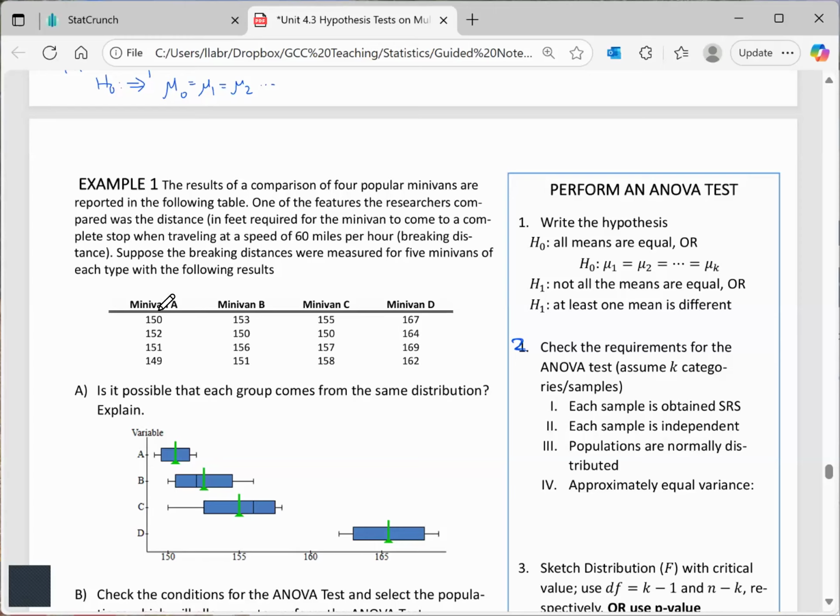And again, we have this across different minivans. So minivan A, it just says minivan A. It could be different brands. So for example, this could be a Toyota, and this could be a Ford, if they make a minivan, or maybe a Mercedes, one of those passenger vehicles. You kind of get the point. We have group 1, group 2, group 3, group 4, and we have a quantitative variable, which is braking distance.